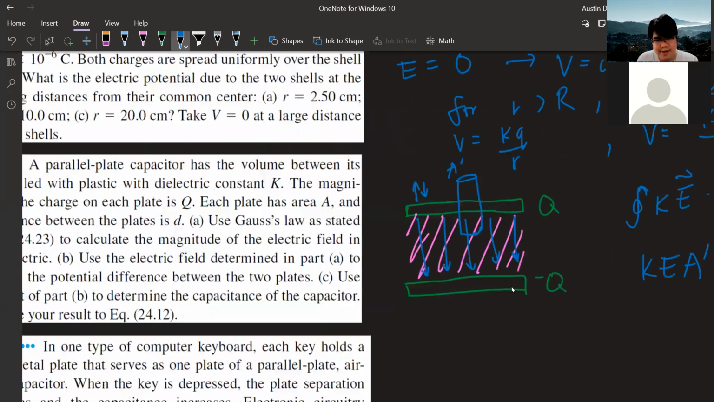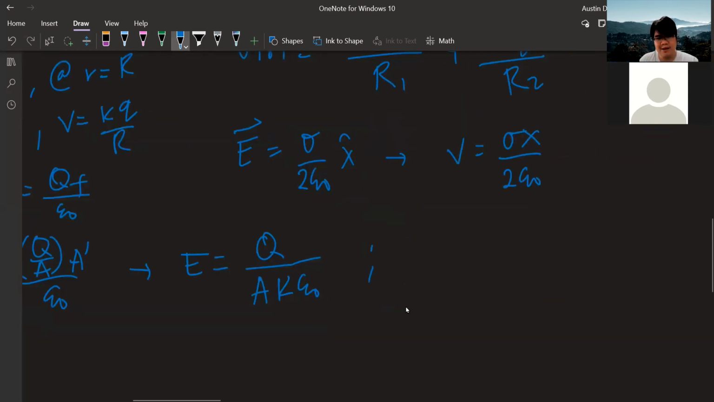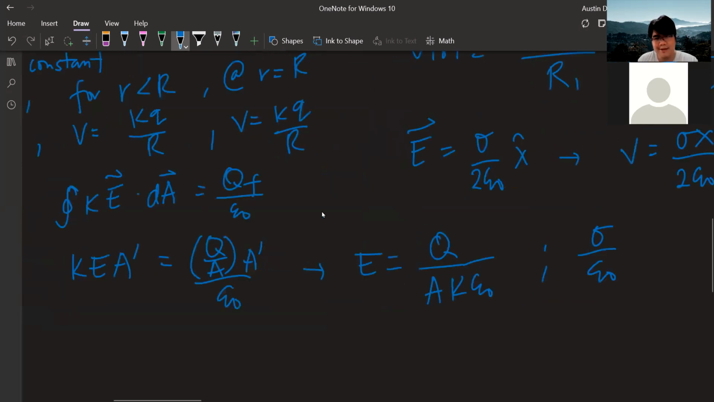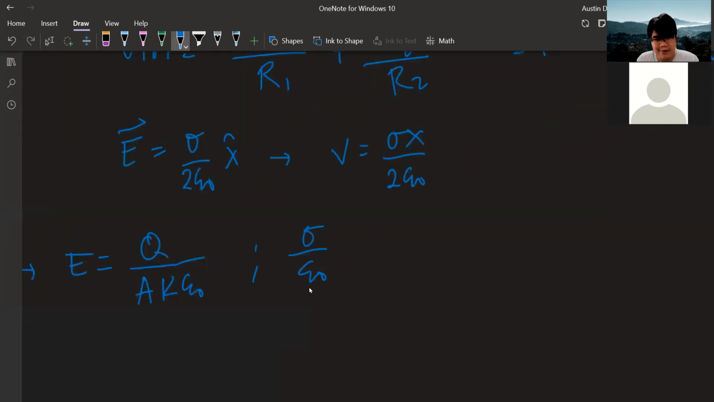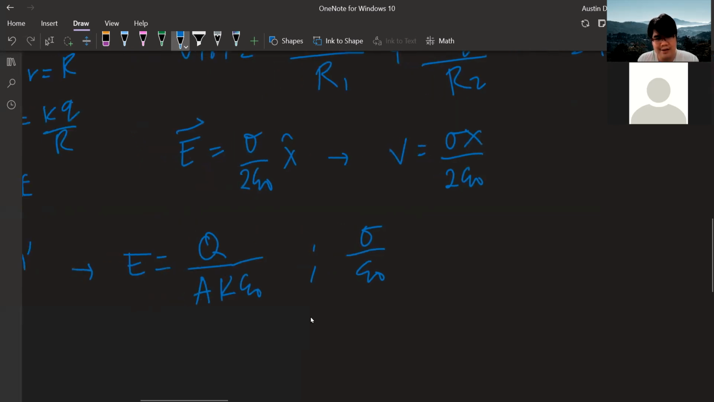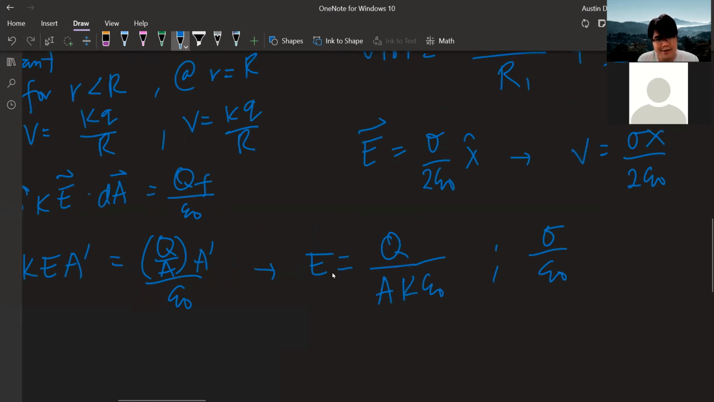And this is okay. I mean, this is expected kasi ang usual form natin, 'di ba, sigma over epsilon naught kapag dalawang plates. Kasi dalawang sigma over 2 epsilon naught, pag-add mo sila. So that's sigma over epsilon naught. Okay, and sigma is just Q over A. Okay, so that's okay, nice. But this time may K lang dahil may dielectric.